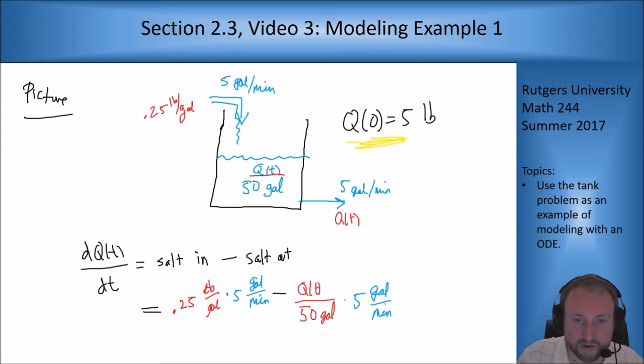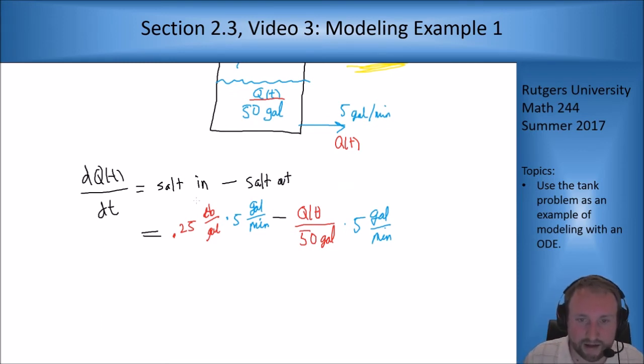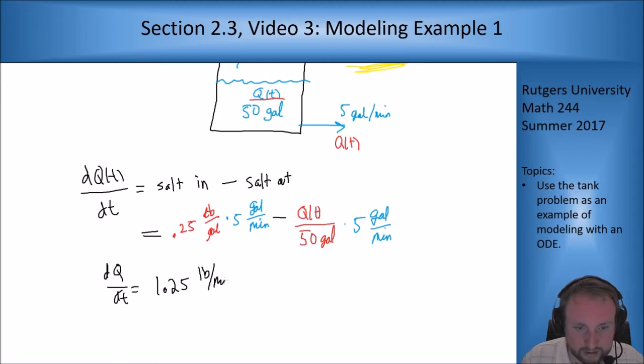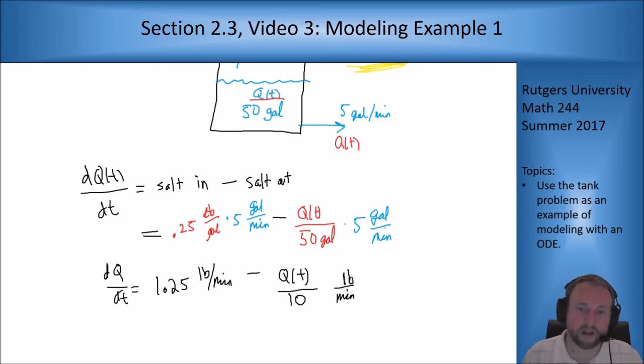So now we can simplify this equation a little bit, and I get that dQ/dt equals 1.25 pounds per minute minus Q of T divided by 10 pounds per minute. So Q of T is pounds per minute. That's what we want it to look like. Good. Okay, now everything's pounds per minute. We're good to go. Q's in pounds, T's in minutes.